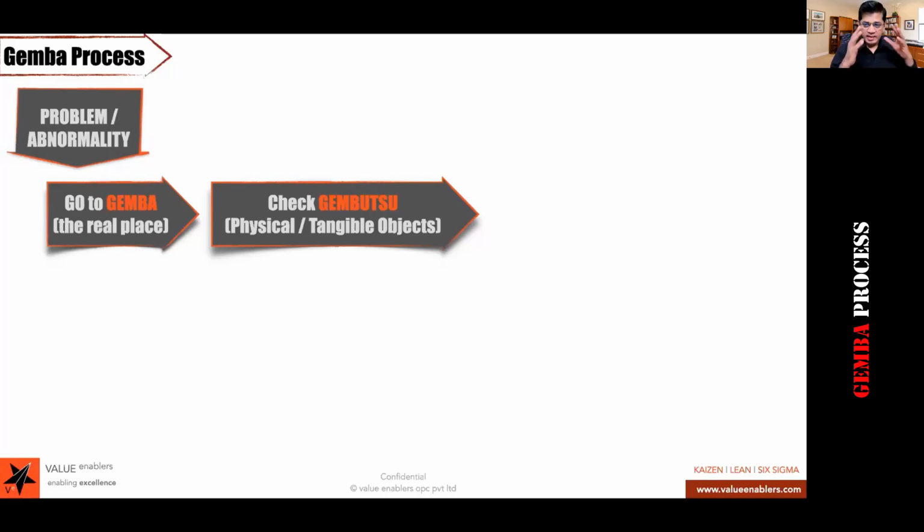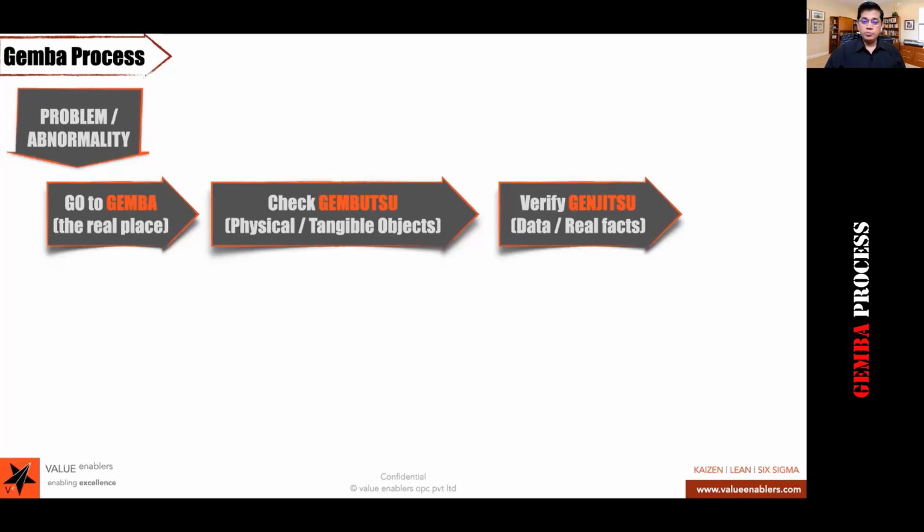Check Gembutsu means, in an accident on the road, go to Gemba, the spot where the accident happened, and check Gembutsu, meaning what physical or tangible objects will you check? The affected part, okay. You will check the roads, the signboards, the place where it is hit, whether it is a bike or a car, and so many other things. I'm just saying a few, you can also say many things. The affected part, where it was hit, bonnet or what, all right.